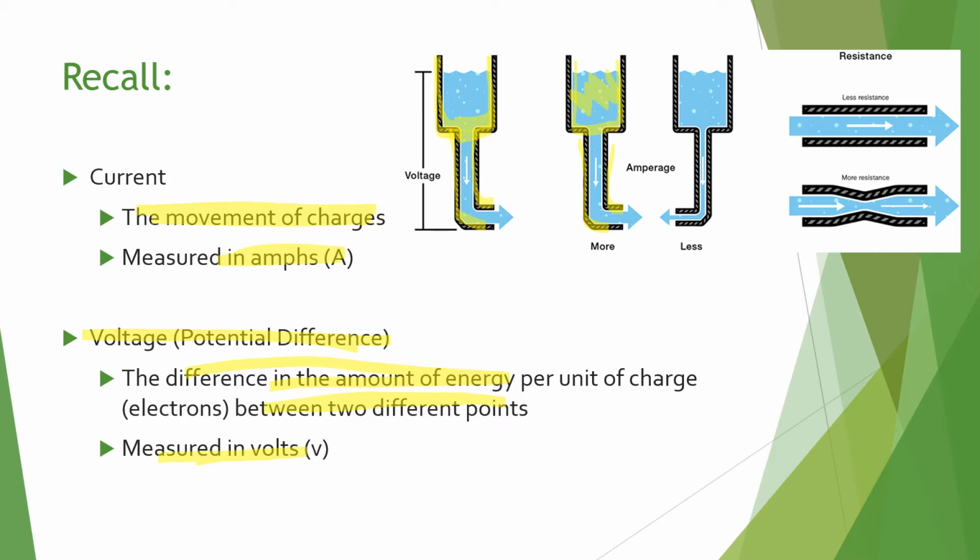Also, it's important to note that as water pressure increases, so does the flow of the water. So this goes to show you that as voltage increases, so does current. Or as voltage decreases, as the water pressure decreases in the tank, the flow of water decreases as well. So if voltage decreases, so does current.